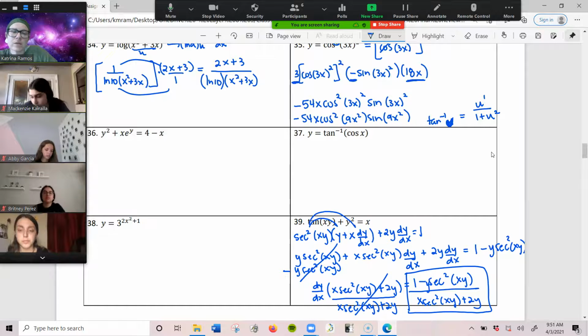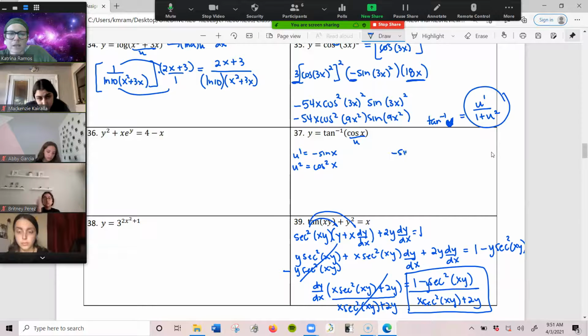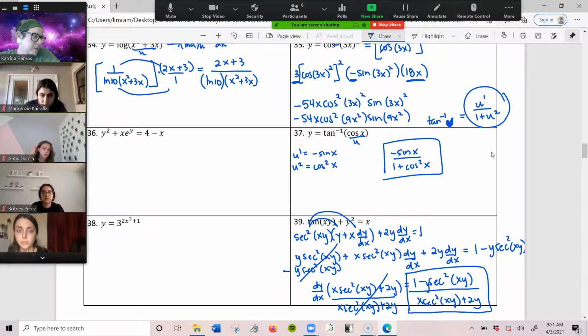So in this case here, cosine, that's u. So I just make like a list. My u prime, the derivative of cosine is negative sine x. And then u squared would be cosine squared x. And then I just plug it into the derivative rule. So this would be negative sine x over 1 plus cosine squared x. And that would be your answer.